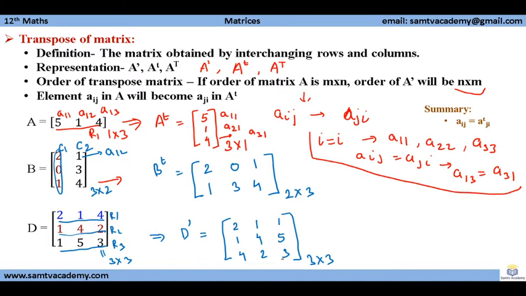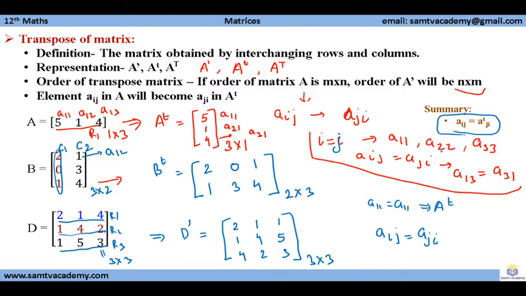Here we can see that the location of the diagonal elements, this is a11, this is a22, this is a33, these locations are the same, as I have told you that a11 will be the same as a11 in A transpose. And this a12 has become a21, and other locations are changed like this. aij will be changed to aji. Where i equals j, that location will be the same. So what can we conclude here? We can conclude that in A transpose, the location of element aij will become aji.